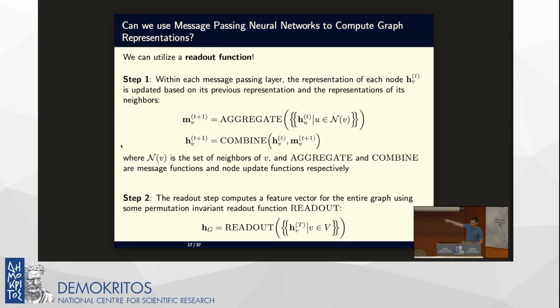So here step 1 is what I've already explained. It's the different message passing layers that update the node representations. And once we have added some message passing layers, 2, 3, 4, 5 of them, then we can obtain a vector that represents the entire graph by applying this readout function to this multiset. So this multiset contains the vectors of all the nodes of the graph. And this function, as you might imagine, needs to be permutation invariant. So no matter what the ordering of the nodes is, the output of this function needs to be the same.